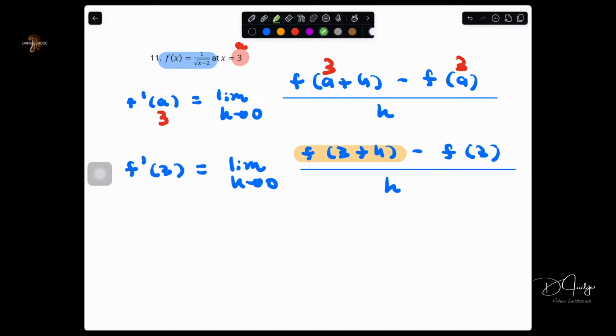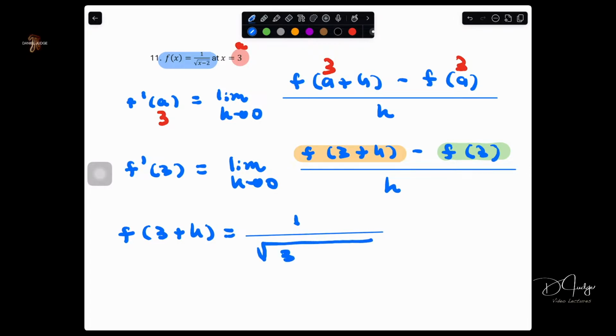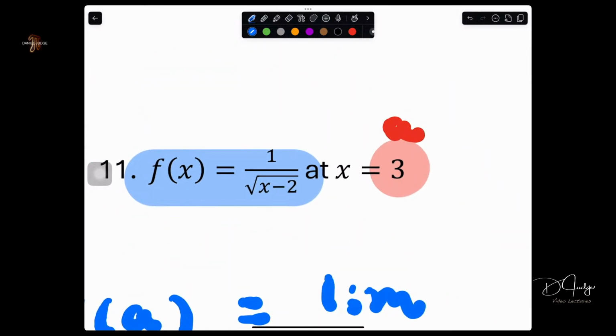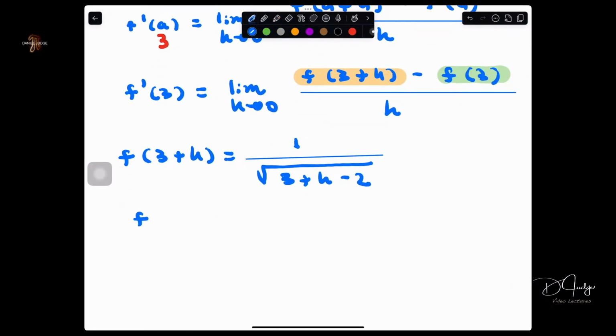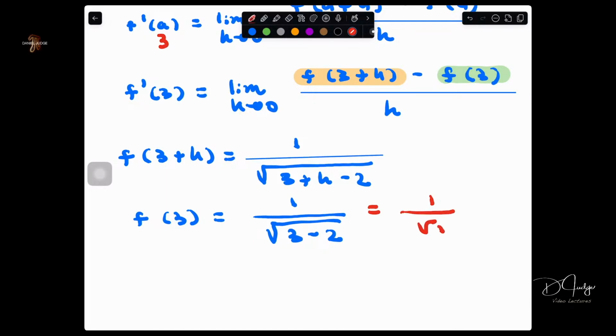We need orange and we need green. So f of 3 plus h is 1 over the square root of 3 plus h minus 2, because this is the function here. Replace every input, put it in the denominator, take the square root of that input minus 2. So this is what we're plugging in, the 3 plus h right in here. And then we're going to plug in 3 there as well. And so now f of 3 becomes 1 over the square root of 3 minus 2. This is 1 over the square root of 1, which will be just 1.